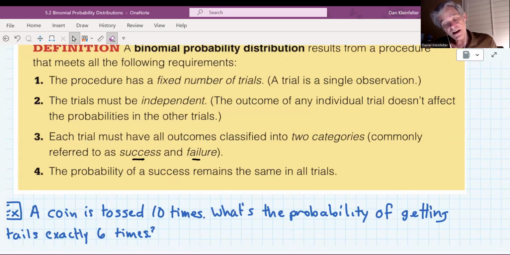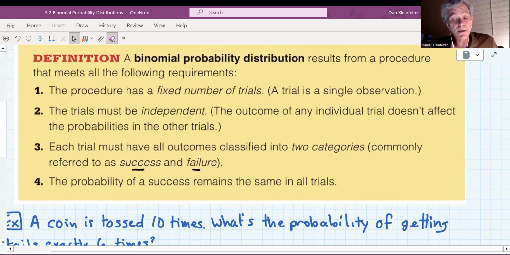Each trial has to have all the outcomes classified into 2 categories. That's where the name binomial comes in. The bi part of binomial means 2. And so the 2 possible outcomes part is important. If you're rolling a die, it probably is not going to be a binomial experiment unless you make it like, okay, I got an even number or an odd number. Okay, there's 2 possible outcomes. You have to have 2 possible outcomes for a binomial experiment.